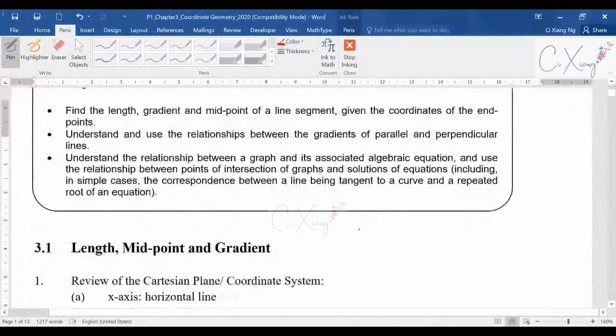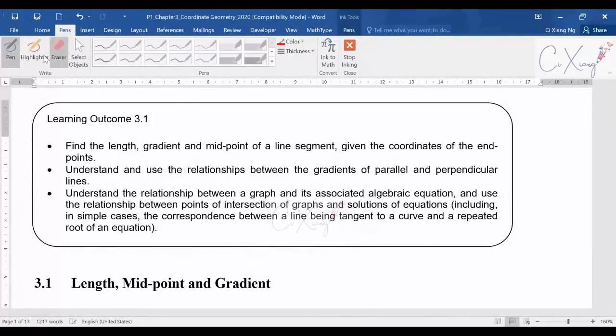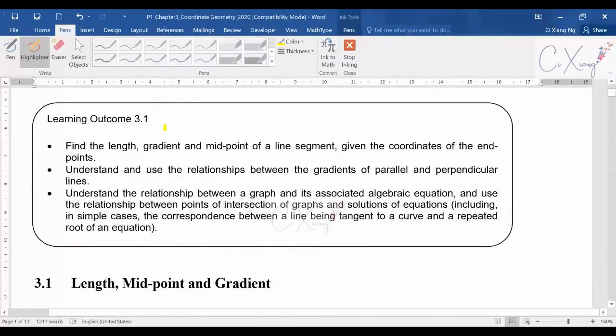Let's have a look at learning outcome 3.1. What are the basic ideas and concepts that you need to have after you go through this video? First, you need to know how to find the length, the gradient, and the midpoint of the line segment, if we give the coordinates. So there are three important things here: length, gradient, midpoint.